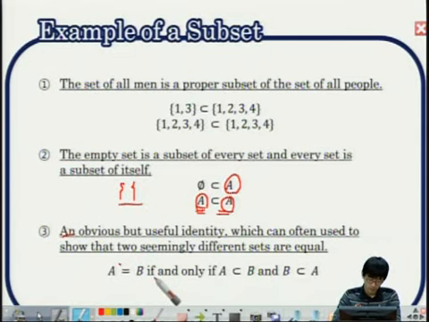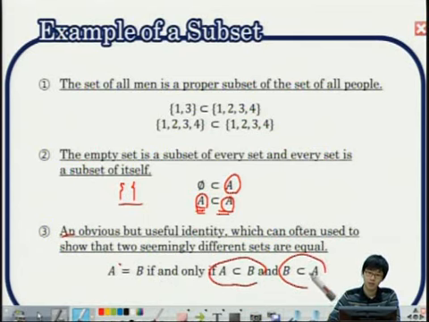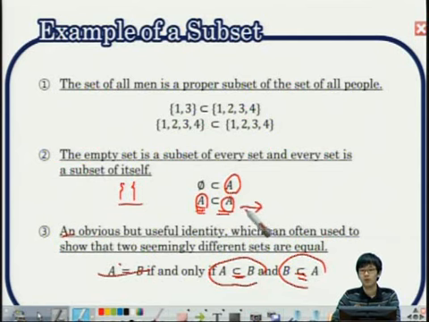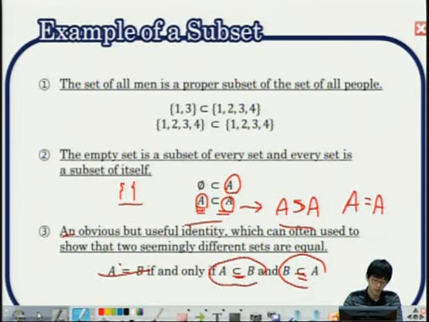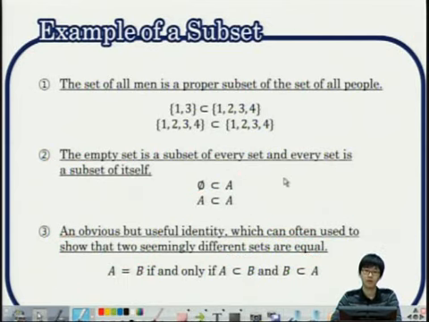An obvious but useful identity, which can often be used to show that two seemingly different sets are equal, means that if this is right and this is right, which means both sides are right, then these two are the same. I'm gonna show you here. If this is right, is it right? Yeah. This is right and this is right. Then we say A is A. I think you can think this through and show it by yourself. So let's go on.